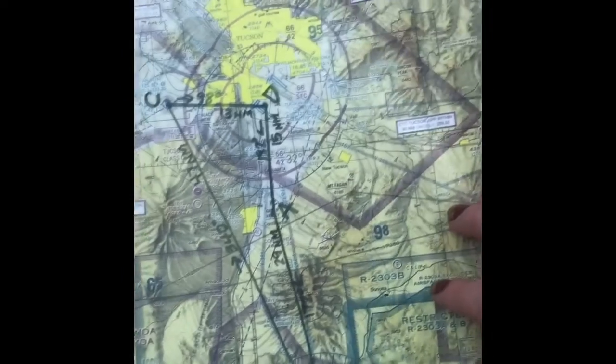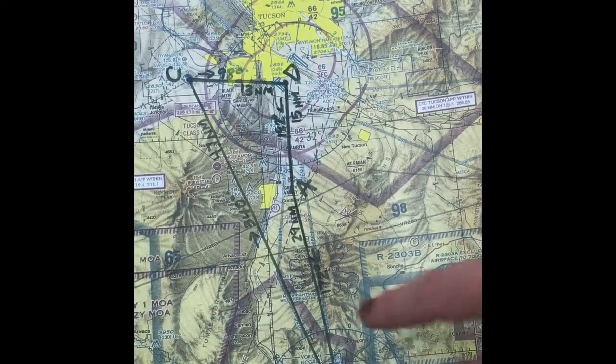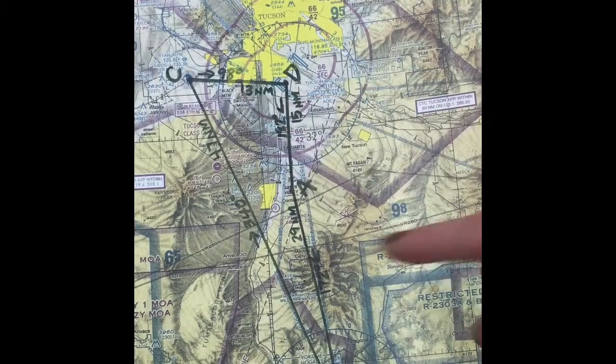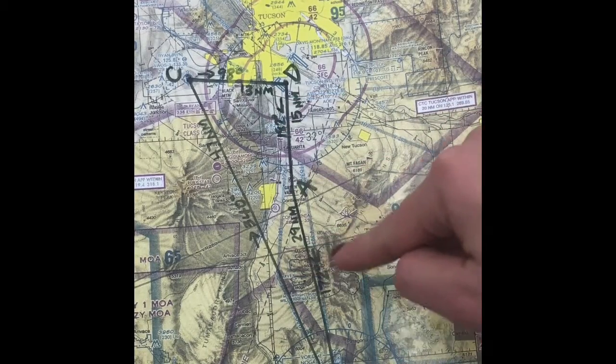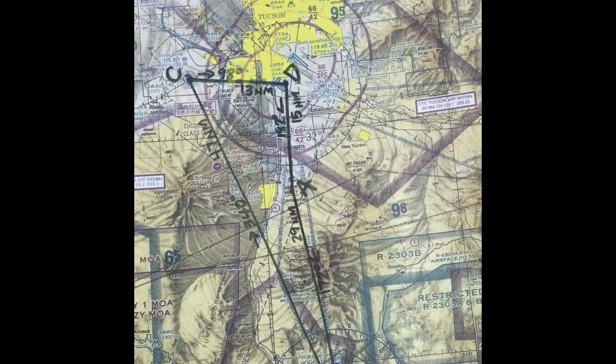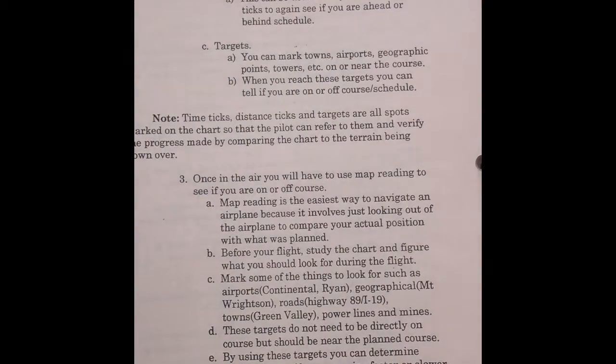So for instance, on our Tucson map, we're really lucky because we can see different mountains. So you know if you're going from Green Valley to Nogales, if you're over the top of a mountain, you're about halfway there. If that makes sense. Note. Time ticks, distance ticks, and targets are all spots marked on the chart so that the pilot can refer to them and verify the progress that's been made by comparing the chart to the terrain being flown over.